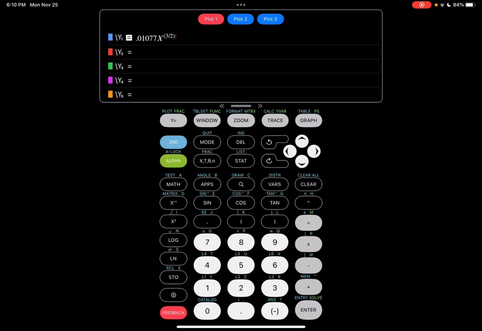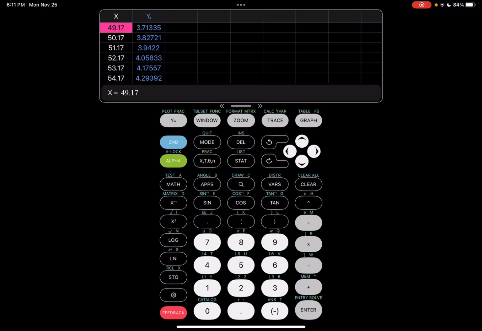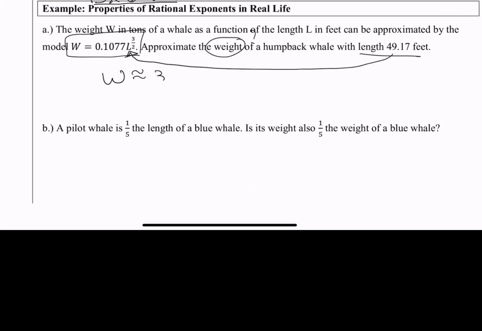So you can do second table set. Where do you want to start? Well, I'm going to tell it to start at 49.17. Then I can do second table, and I am getting this very long number. I just used my right arrow to get on top of it. Let's go ahead and round that to the nearest thousandth, so 3.173, and that was going to be in tons.